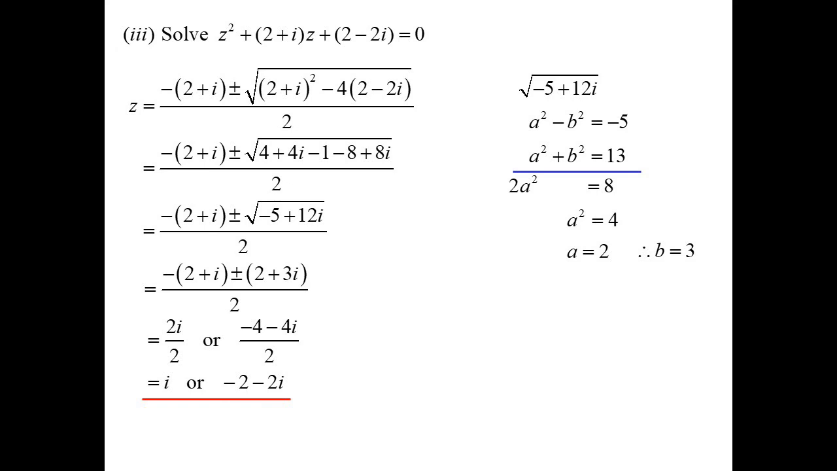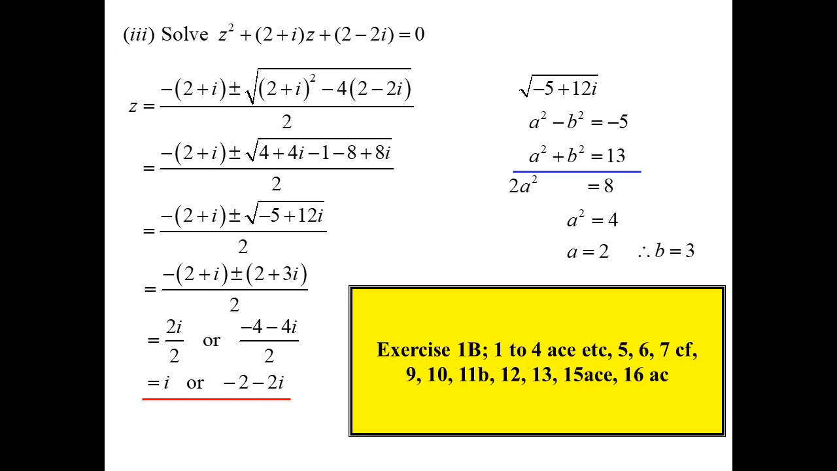So if the coefficients are real, you will end up with conjugates. But in this case, the coefficients were not real. So our solutions are not conjugates. So 1b. Enjoy.